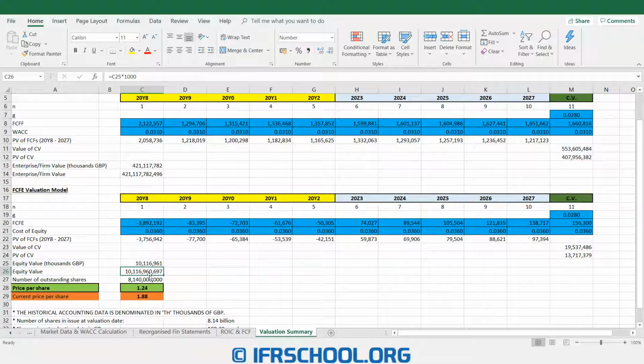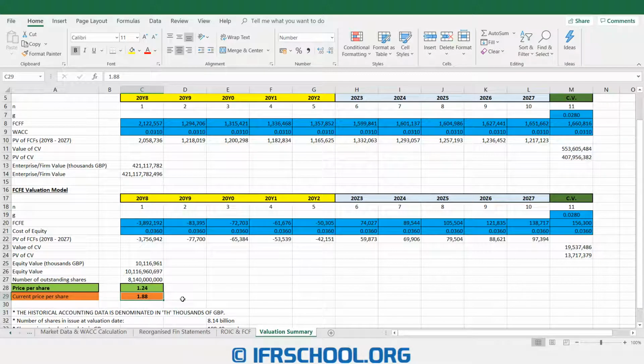If we multiply this by 1,000, we get our estimate of value in pounds. If we divide that by the number of shares outstanding at the valuation date, we arrive at our estimate of the price per share per this valuation model, which comes out at £1.24. We can then compare our estimate of the value per share to the current market price of £1.88 per share.